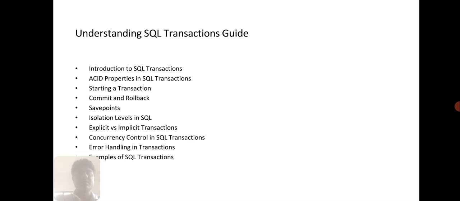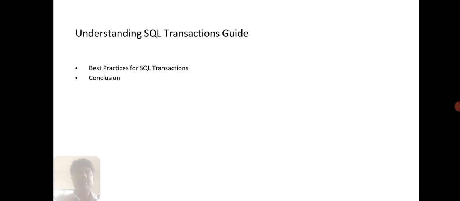Today we are discussing understanding SQL Transaction Guide. This is the agenda: the introduction to SQL transaction, ACID properties in SQL transaction, starting a transaction, commit and rollback, save points, isolation levels in SQL, explicit and implicit transactions, concurrency control in SQL transaction, error handling in transaction, example of SQL transaction, best practice for SQL transaction, and conclusion.